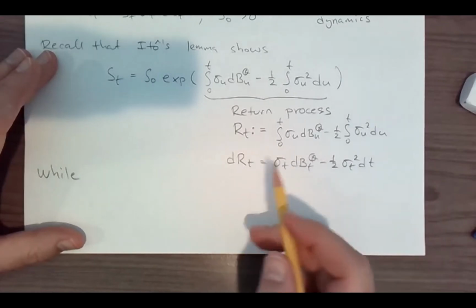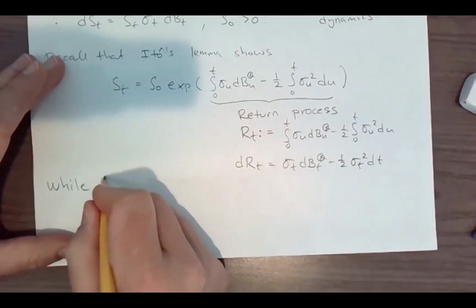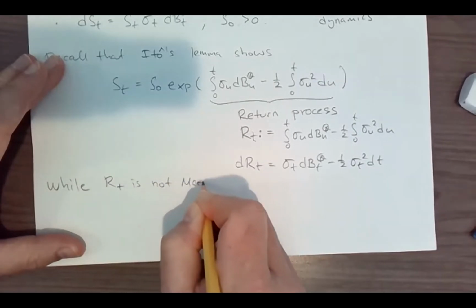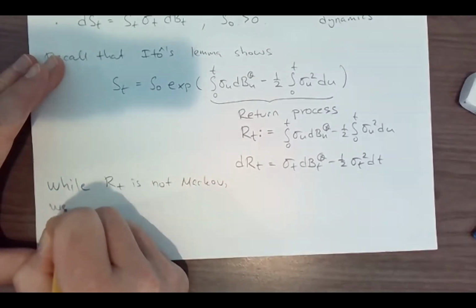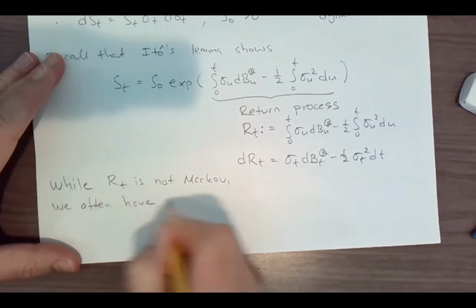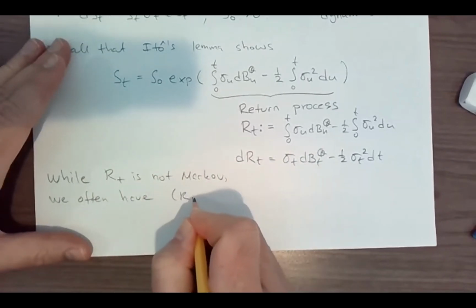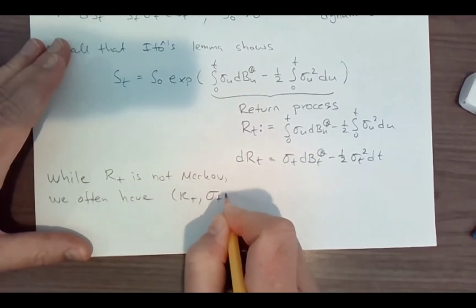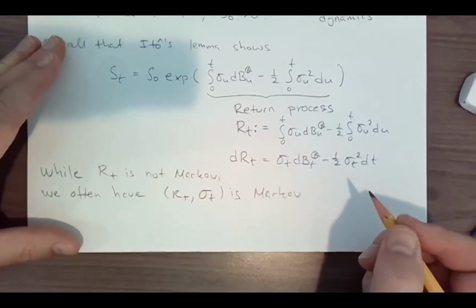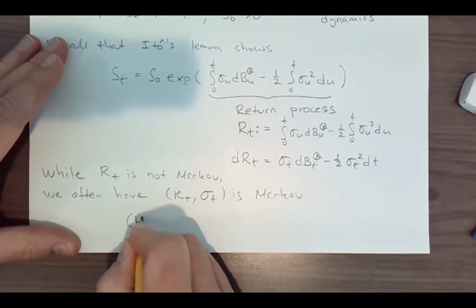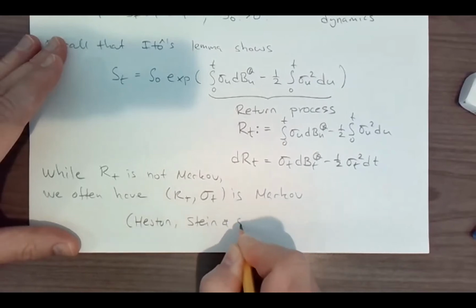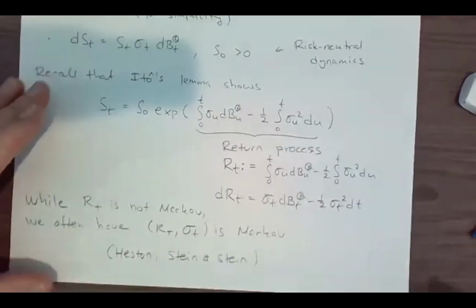So while R is not Markov, we often have that R paired with sigma is Markov. And this is going to be the case in Heston. It's going to be the case in Stein and Stein. So let's write down what these models are.